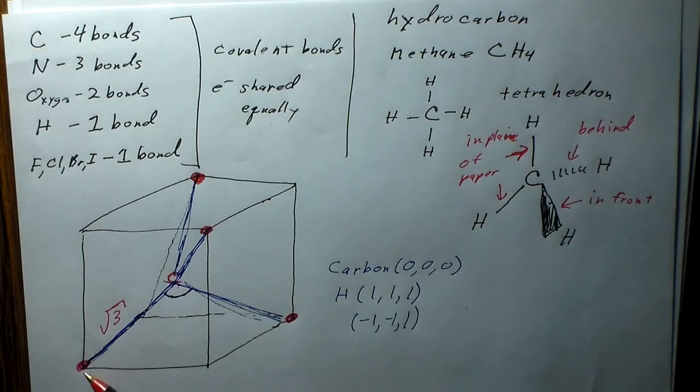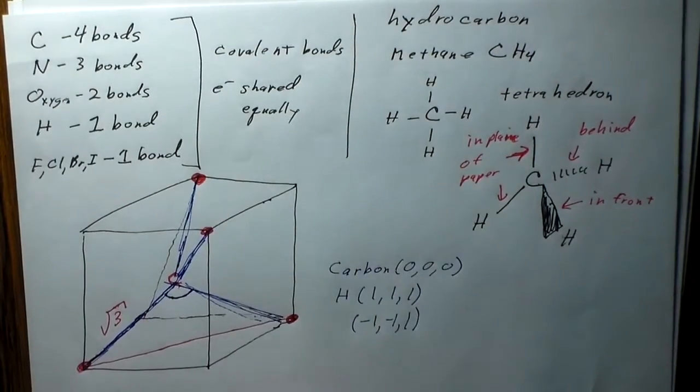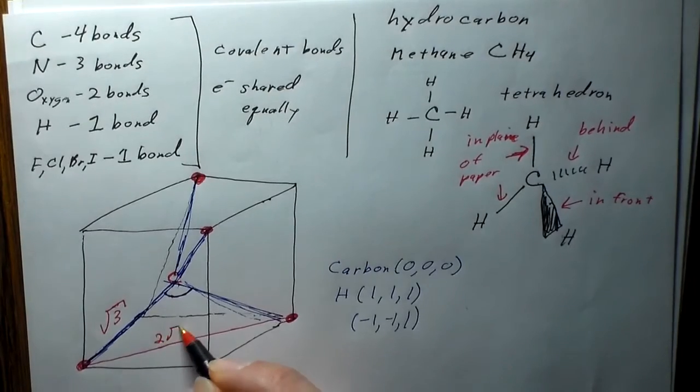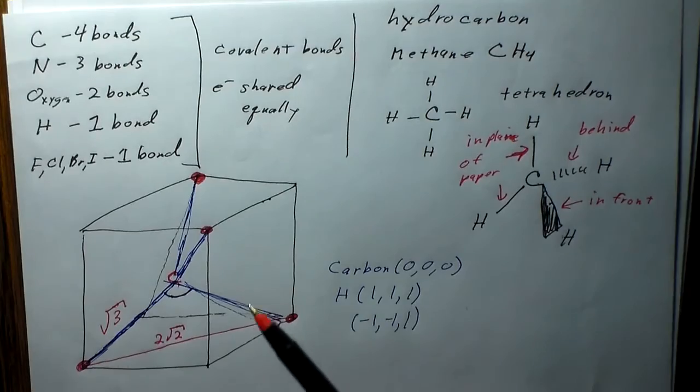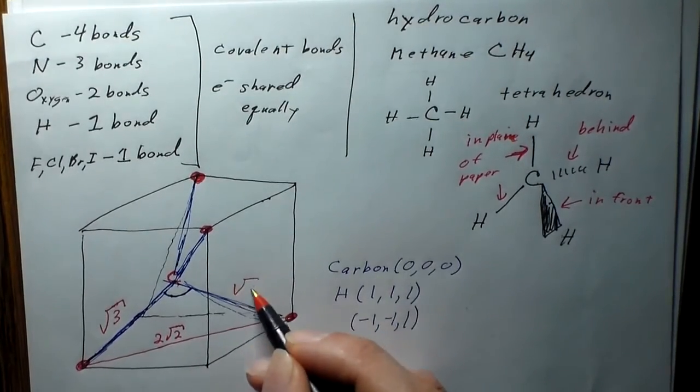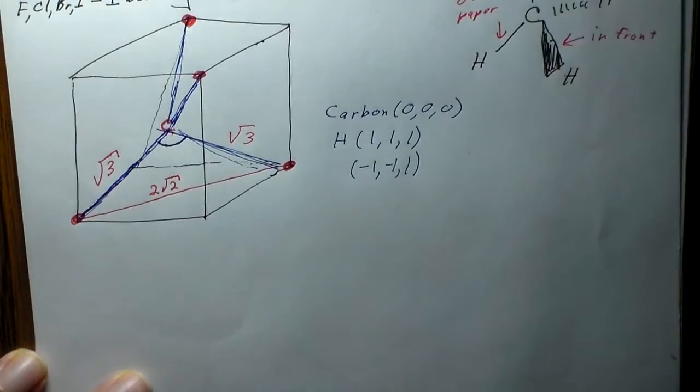Now, as for the length between these two dots, again, that's going to be like 1, 1, 1 to minus 1, minus 1, 1. So if that's the case, we essentially have, again, a nice little triangle. And the length between these two dots over here, or I could draw the one up there, is going to be 2 times the square root of 2. So that's my triangle, right? The square root of 3, this is 2 square root of 2, and this side over there is also the square root of 3.